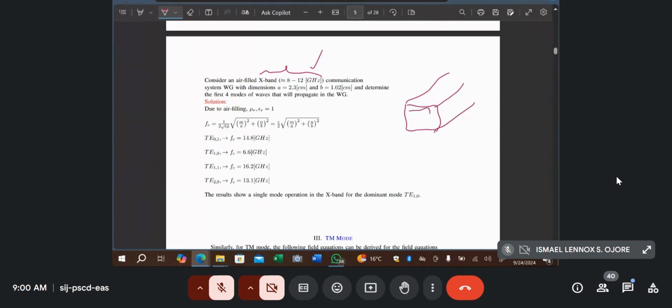So you have your dimensions A and B. If this is your X, each time, I think I stressed this even in your third year, make sure you always sketch whatever it is that you're doing. So you have A, then you have B in terms of dimensions. Determine the first 4 modes of waves that will propagate in the waveguide. If you have your calculator, you can use your calculator from anywhere, your phone or whatever. You're supposed to compute the cutoff frequencies for different modes.